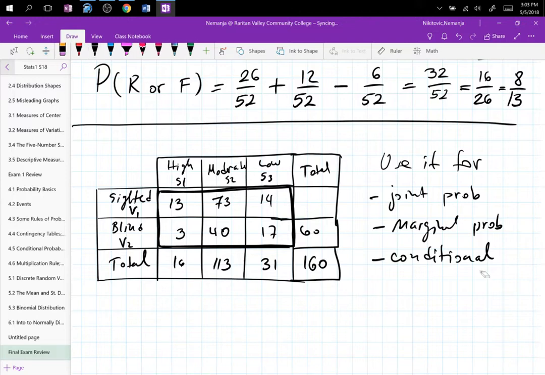Marginal probability is going to take one of the totals and divide it by the grand total. So marginal probability takes a total, one of the totals. So 100 or a 60 or 31. So it takes a marginal number, right, the total, and divides it by the grand total.